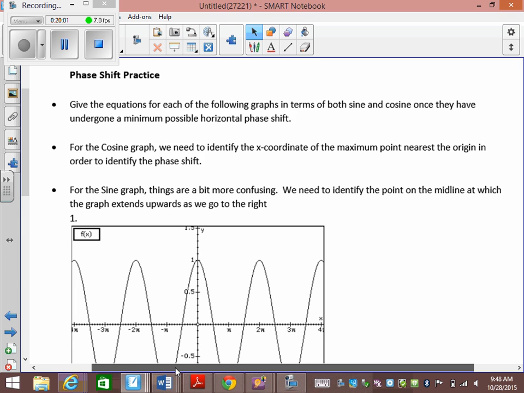Given the equations for each of the following graphs in terms of both sine and cosine once they have undergone a minimum possible horizontal shift. That's the reason why we say that: normally on a cosine graph, your maximum is on the y-axis, right? Well, you have a whole bunch of maximums along the way, right? So you could technically say that your graph translated to this maximum, the second one to the left, if you wanted to. But then your answer would be totally different than the diploma, right? Because they're probably going to use the minimum one. So that's why they'll still say it's the minimum shift. So you have to look.